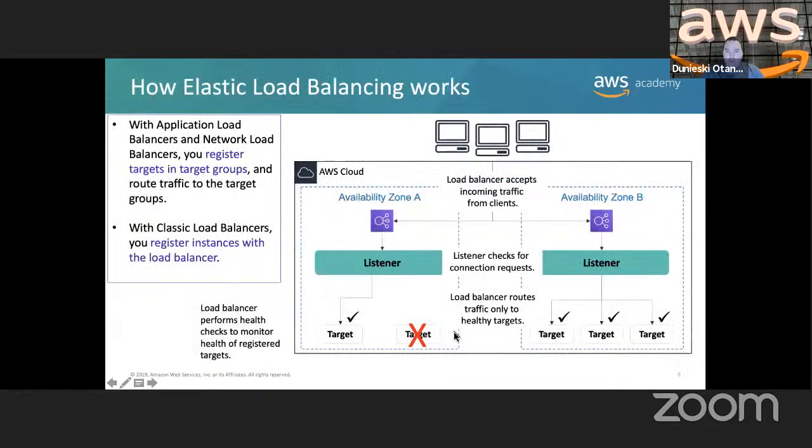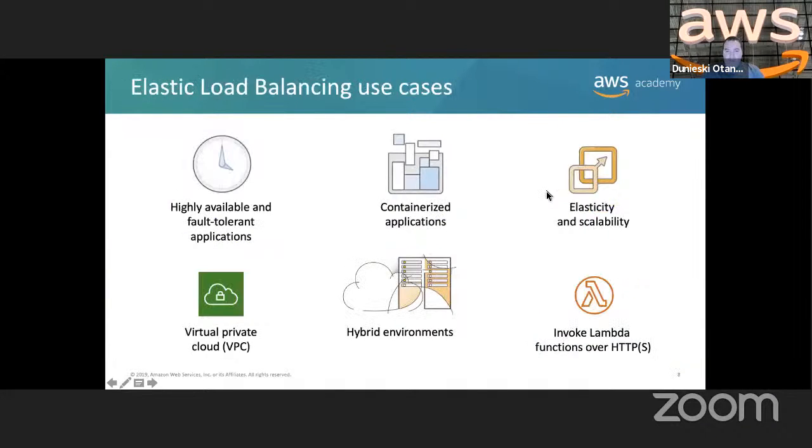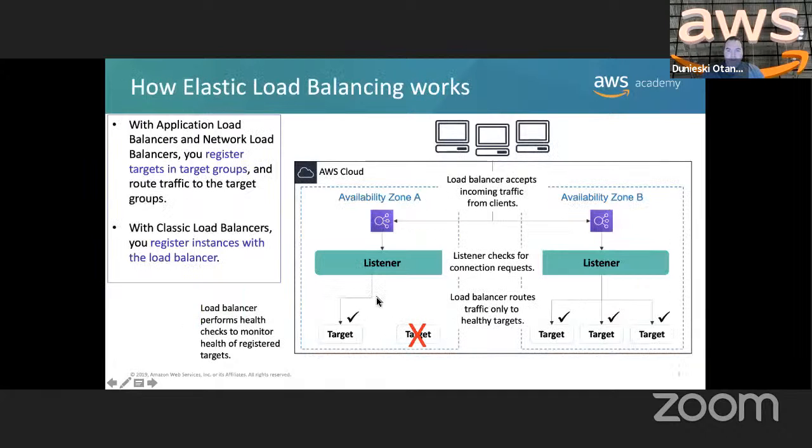Here we have a listener, and it's checking, and everything is fine. It means that it's operational. Then we send traffic to these targets right here. So that's how elastic load balancer works. We check that the target is healthy, and then we start sending traffic to that target. If it is not healthy, then we stop sending traffic until another target is created. So that's how elastic load balancing works.